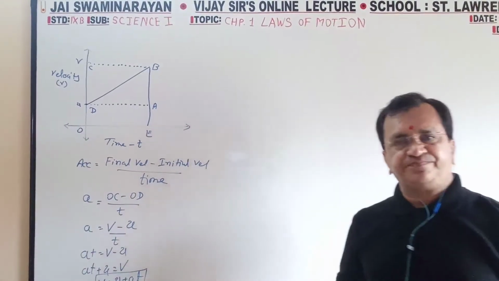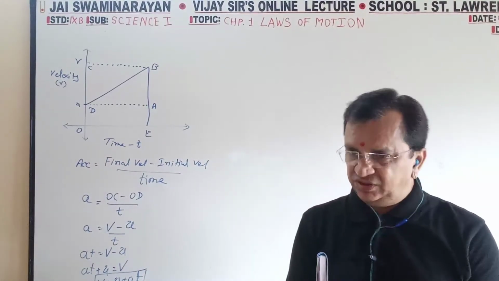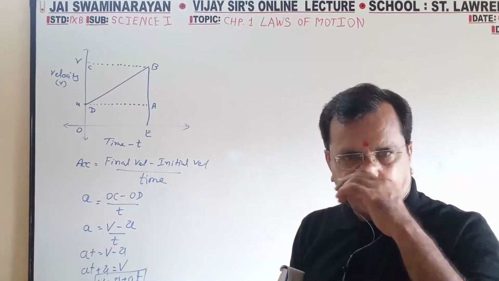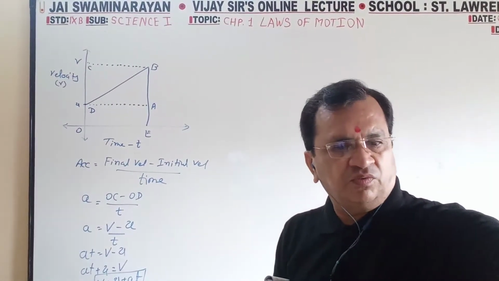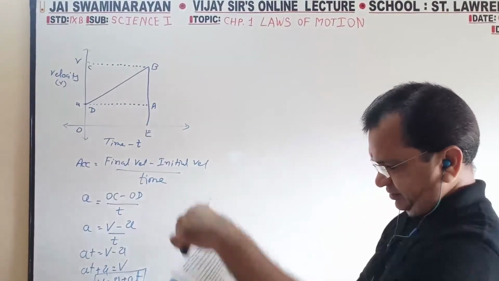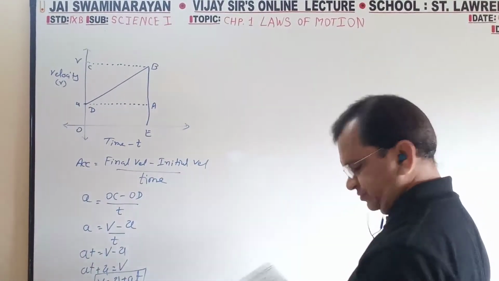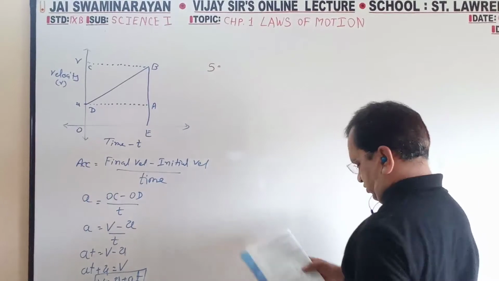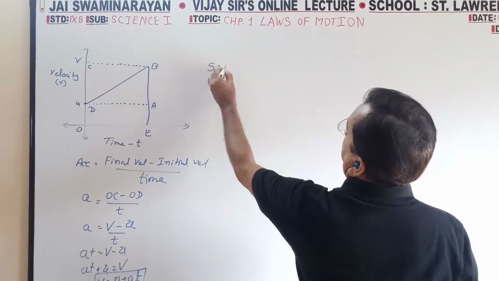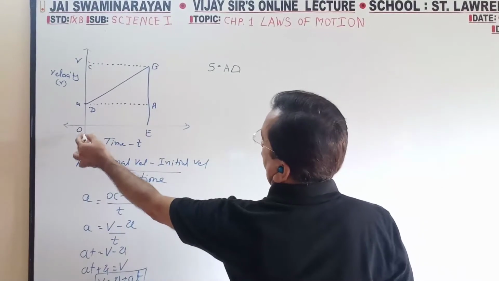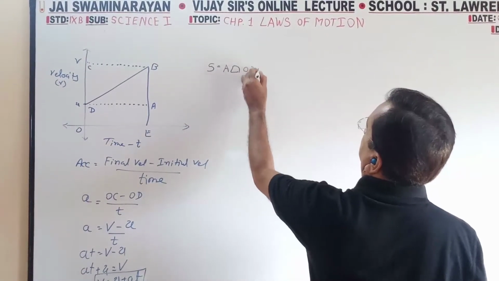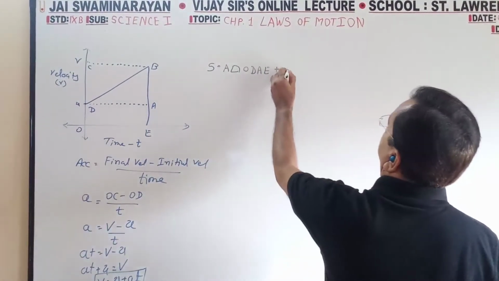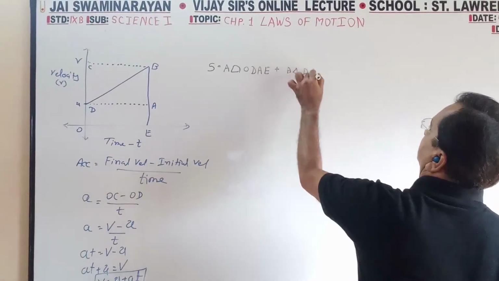Now this same I will write: V is equal to U plus AT. When they ask you to explain this by graph, you have to explain this. Now, what is the area? That is for the second equation. Total displacement is equal to the area of quadrilateral ODAE plus the area of triangle DAB.